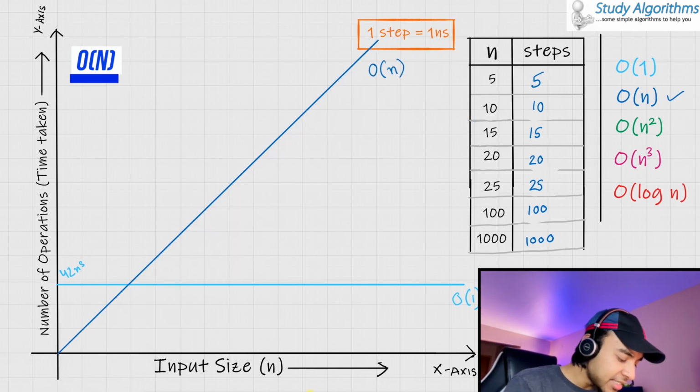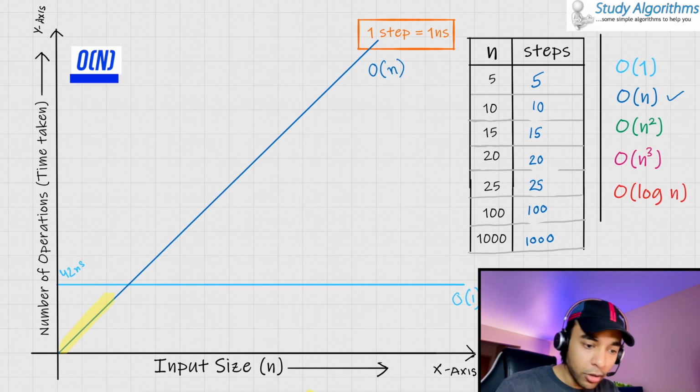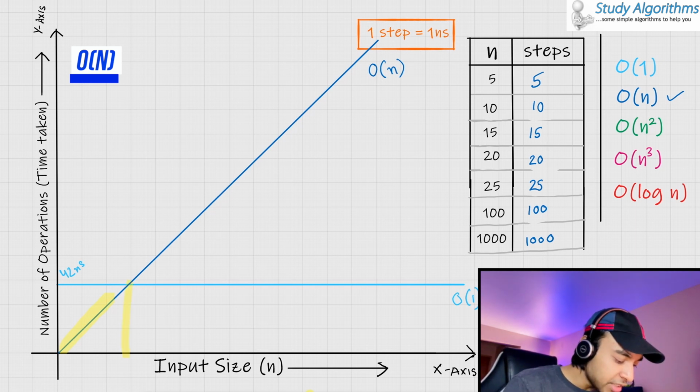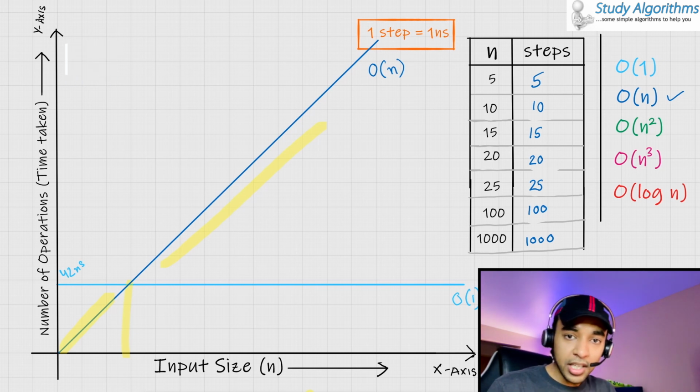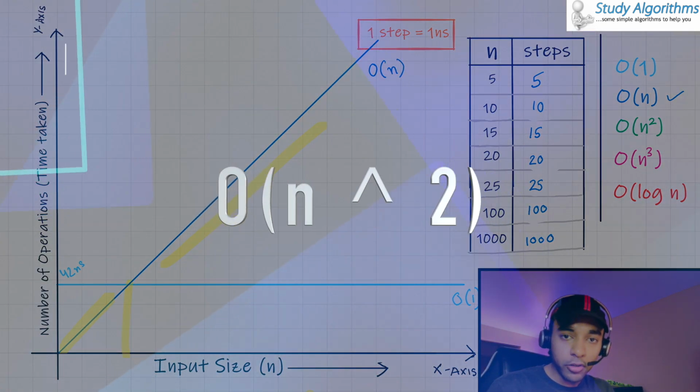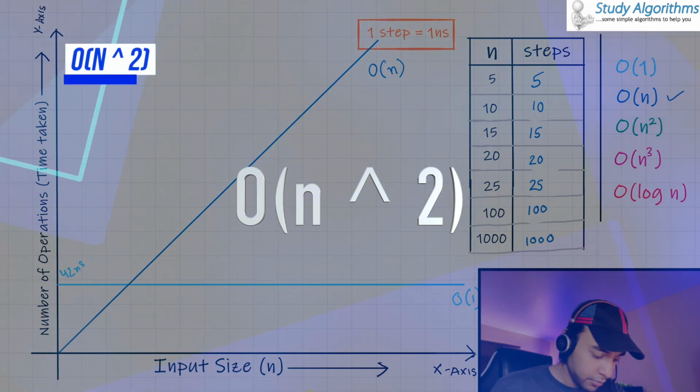So you can see that when the input size was small, the order of n algorithm took less amount of time. But as soon as the input size increased after a certain limit, then the order of n algorithm actually took more time to complete. Similarly, now let us move forward towards order of n squared.